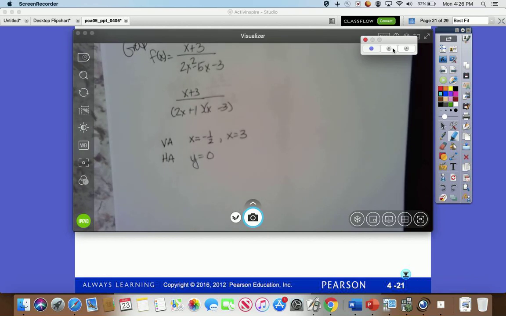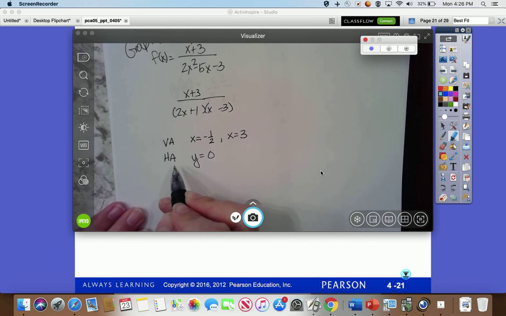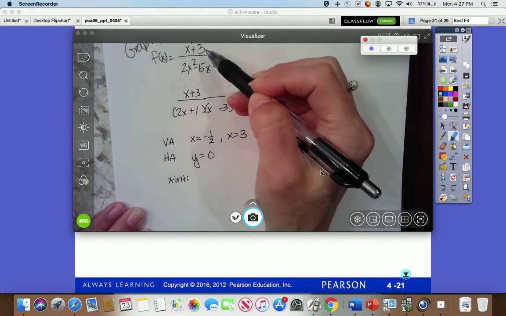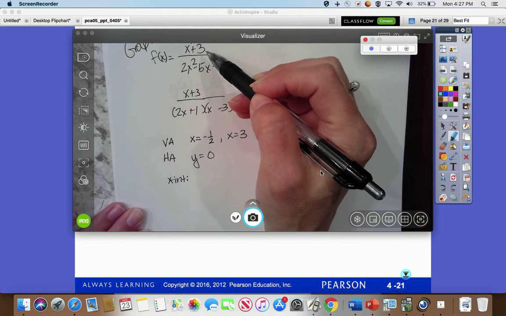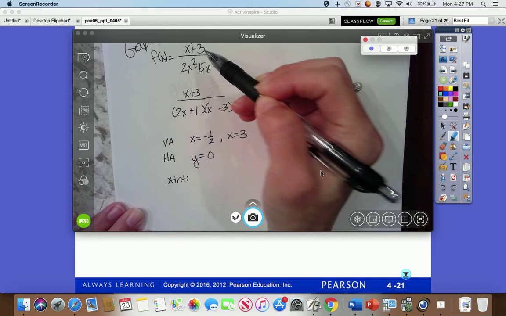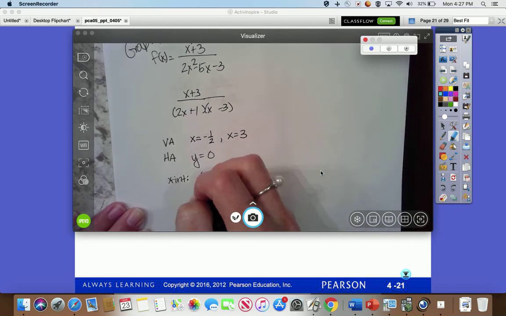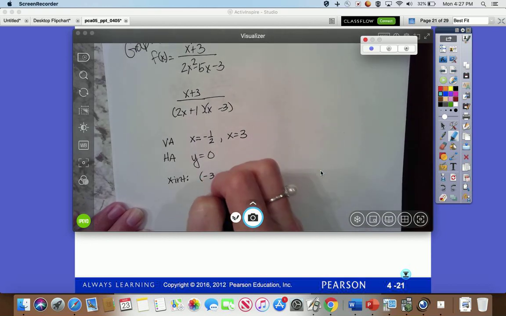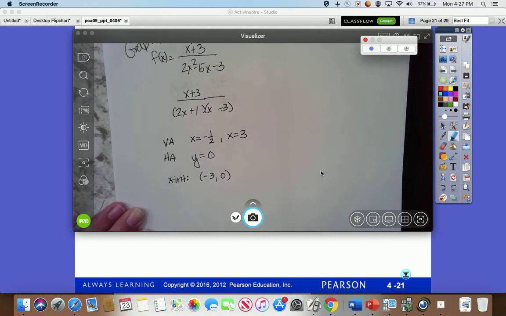Nope. Now it comes back into focus. All right, so because we have a horizontal asymptote, we don't have an oblique asymptote. So now we're going to find the x-intercepts. That comes from zeros of the numerator only. What would make the numerator 0? Negative 3. So negative 3, 0 is my x-intercept.